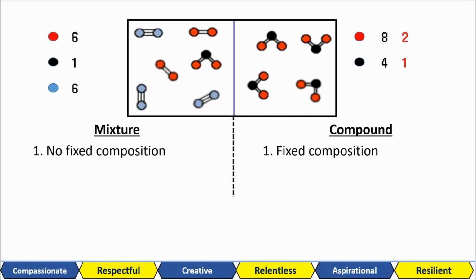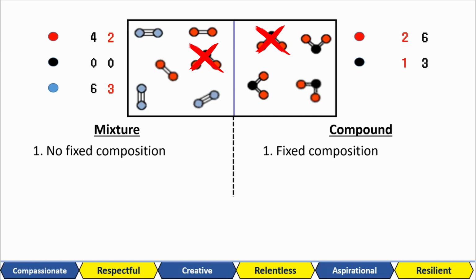If I get rid of the same substance from both sides, let's see what happens. The mixture now has 4 red and 6 blue, which can be simplified to 2 red and 3 blues by dividing by 2. The compound side now has 6 red atoms and 3 black atoms.